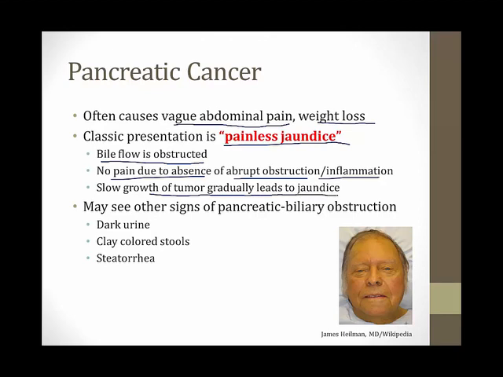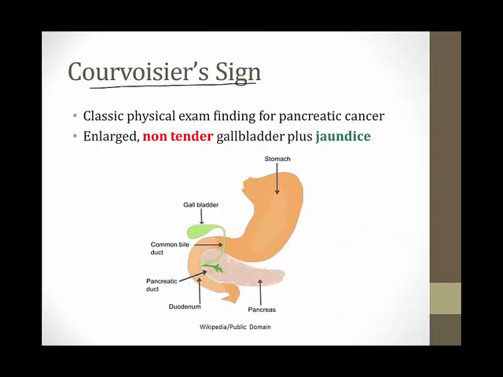I have unfortunately met a number of patients in my career with new onset pancreatic cancer. They present saying that they are tired with yellowing of the skin. That is a very scary and ominous presentation. This is a picture of a man with jaundice on the screen here. You can see that his skin is yellow. You can also see other signs of biliary obstruction in pancreatic cancer, things like dark urine and clay-colored stools and potentially steatorrhea.